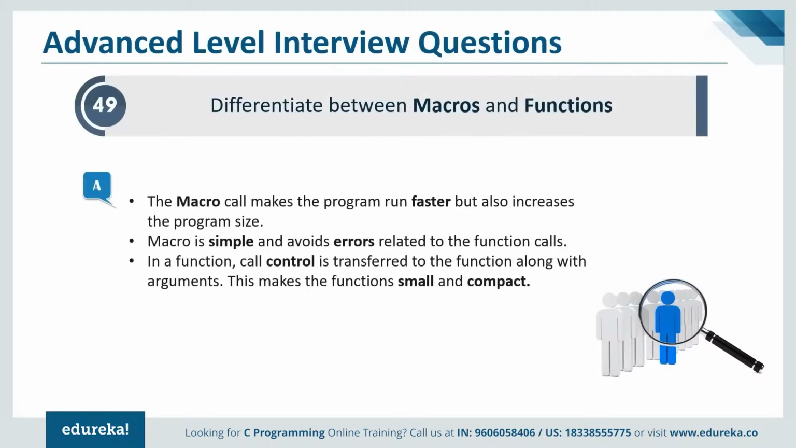The answer for this question is macro call makes the program run faster but also increases the program size. Macro is simple and avoids errors related to function calls. But in case of functions, the call control is transferred to the function along with the arguments. This makes function calls smaller and compact.